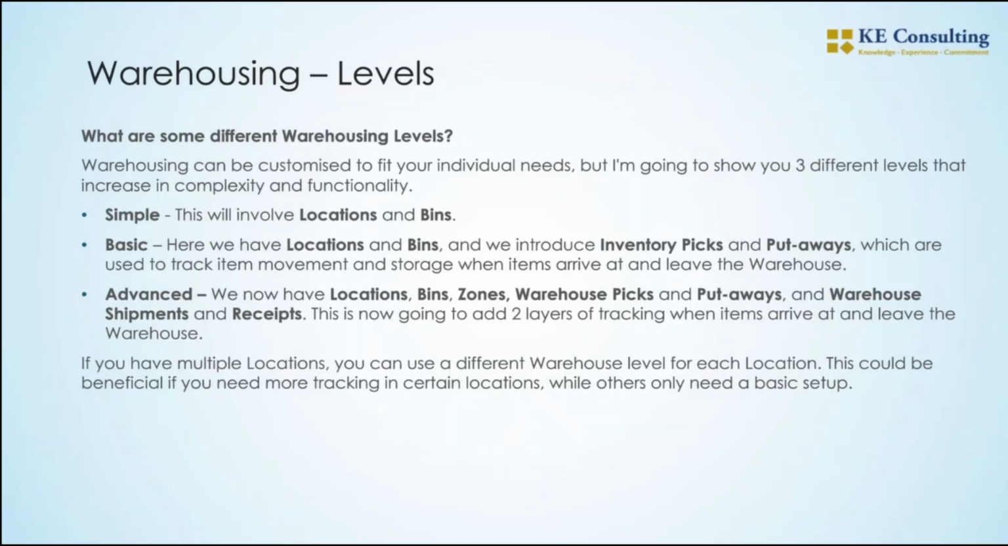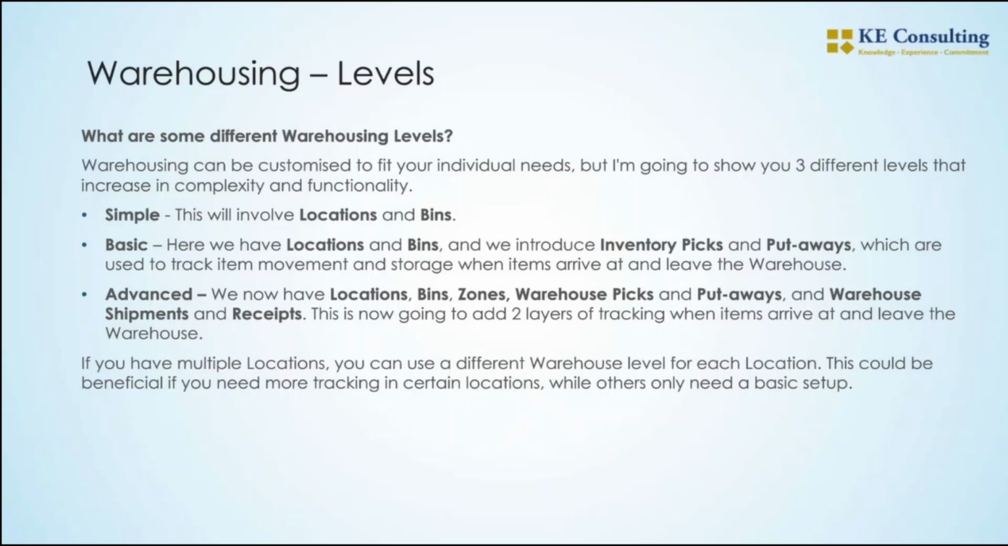So first, we have simple warehousing, and this is going to involve locations and bins, and it keeps documents to a minimum. Next, we have basic warehousing, and again, we'll be using locations and bins, but here we're going to introduce inventory picks and putaways. And these are used to track item movement and storage when items arrive and leave the warehouse.